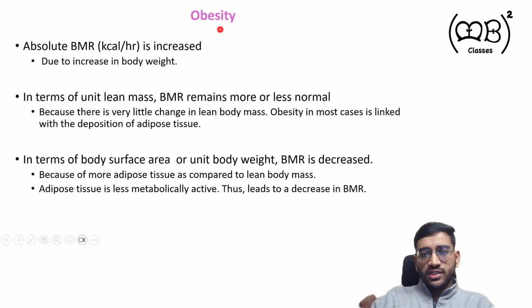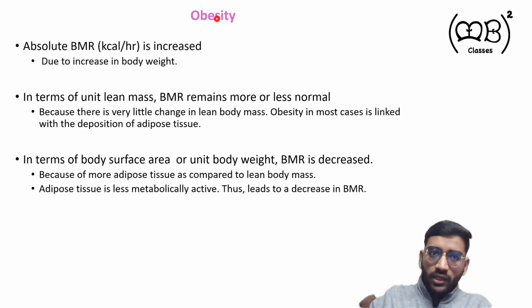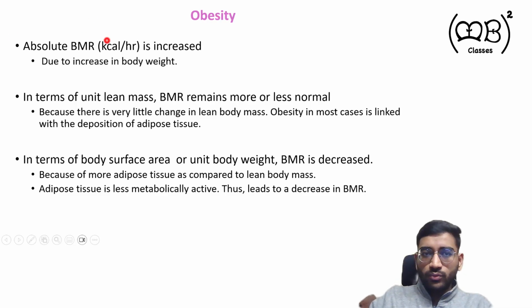So, in obesity, what happens to BMR depends on how we are looking at BMR. If we are looking at the absolute BMR, which is kilocalories per hour, then it's obviously increased because of the increase in body weight. But if we are looking in terms of unit lean mass, the muscular tissue which is present is more or less constant in obesity. In obesity, there is more deposition of adipose tissue than muscular tissue. So the BMR also remains more or less constant.